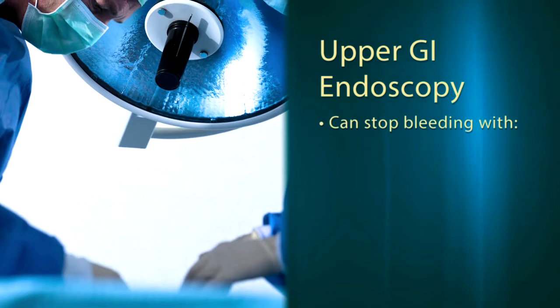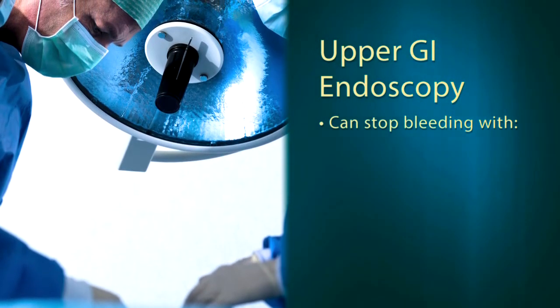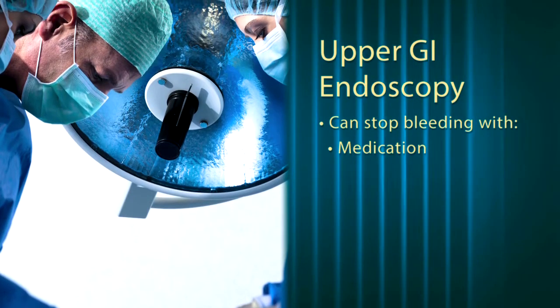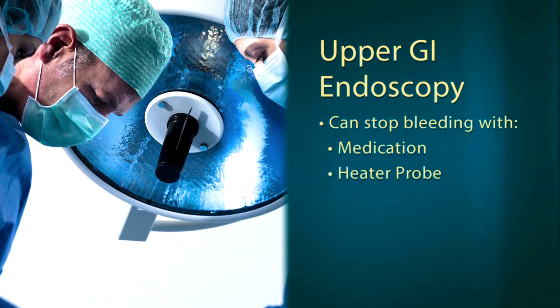With the test, we have the ability to take biopsies or tissue samples and send those to a pathologist to look for any abnormality. We also have the capability with the test to stop any bleeding. We can inject some medicine to make blood vessels shrink and also use something called a heated probe to cauterize any bleeding.